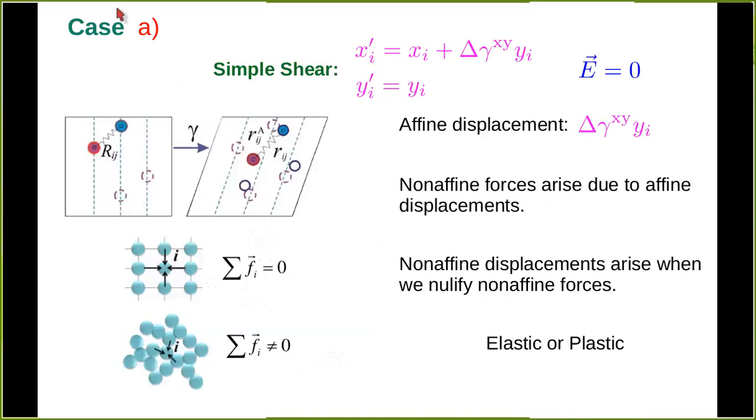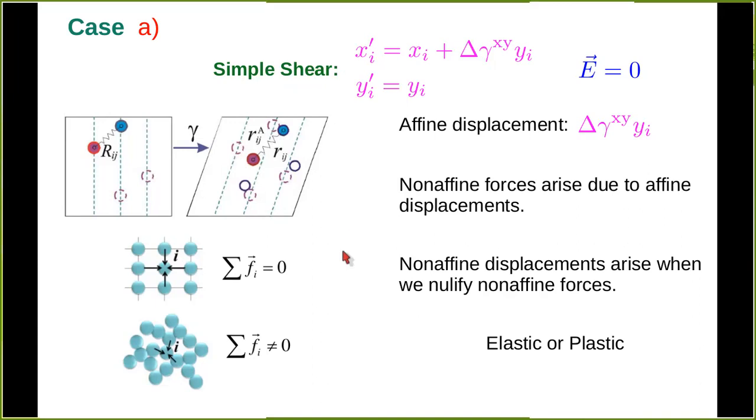So first we consider case A, where we apply simple shear deformation to the system in the absence of external electric field. This type of simple shear deformation preserves the total area of the system. The additional displacement we impose on the particles or the constituents by applying simple shear deformation is called the affine displacement. By doing affine displacement, we basically change the distance between two particles in the system.